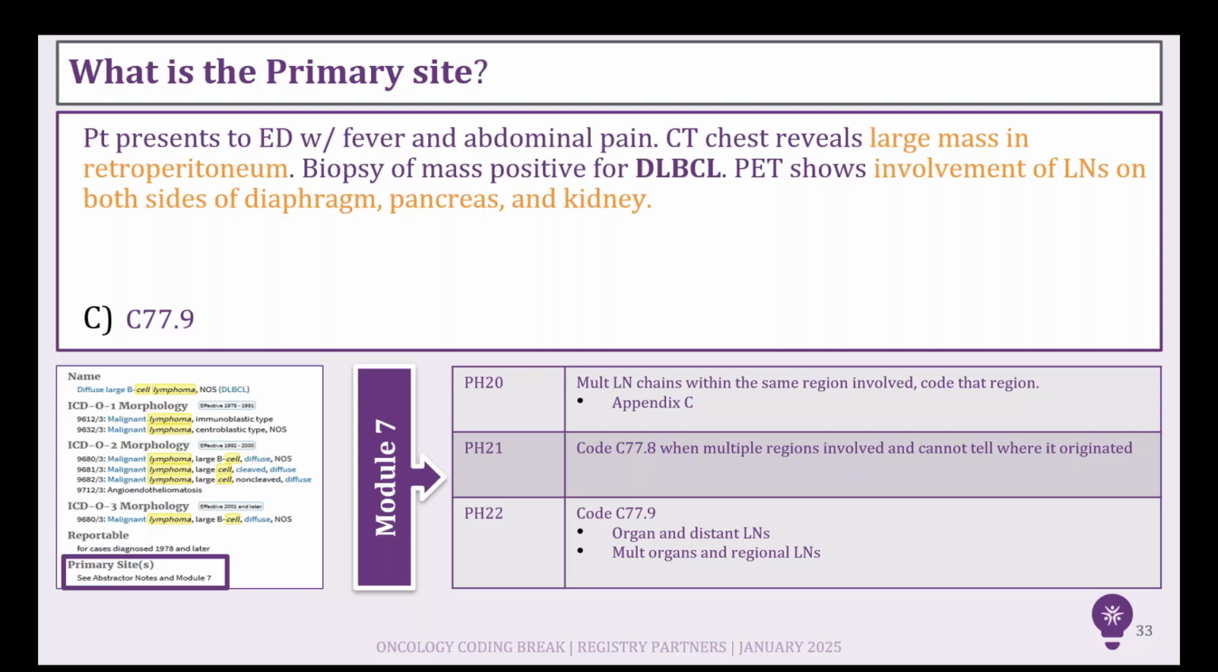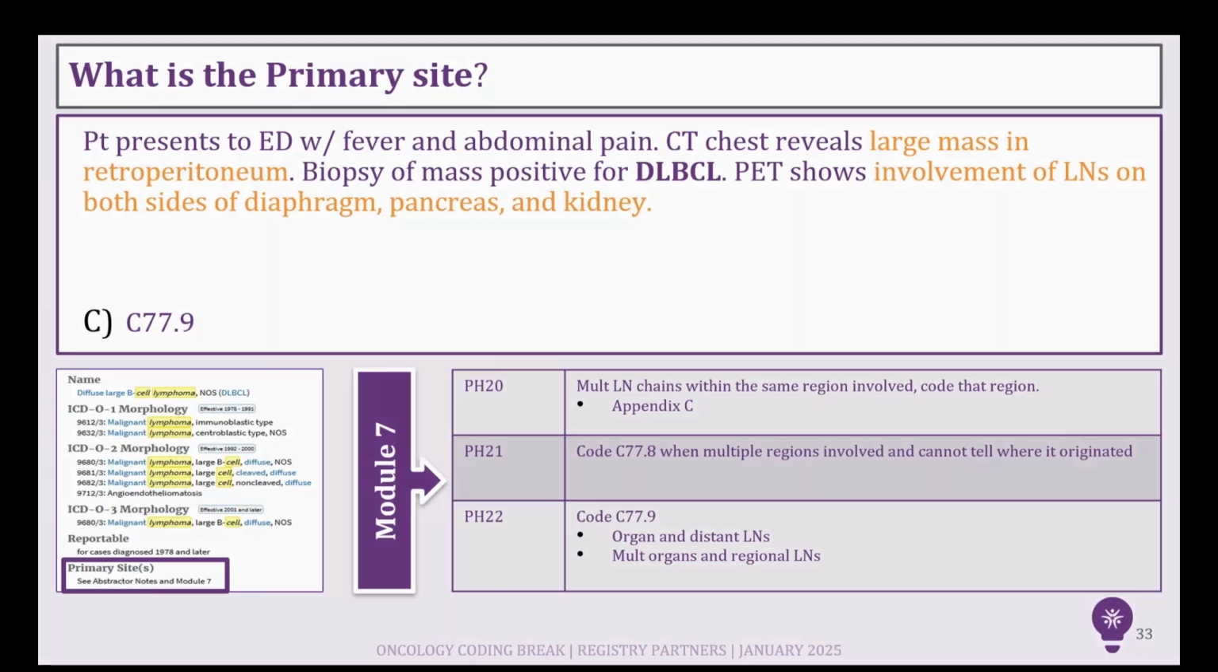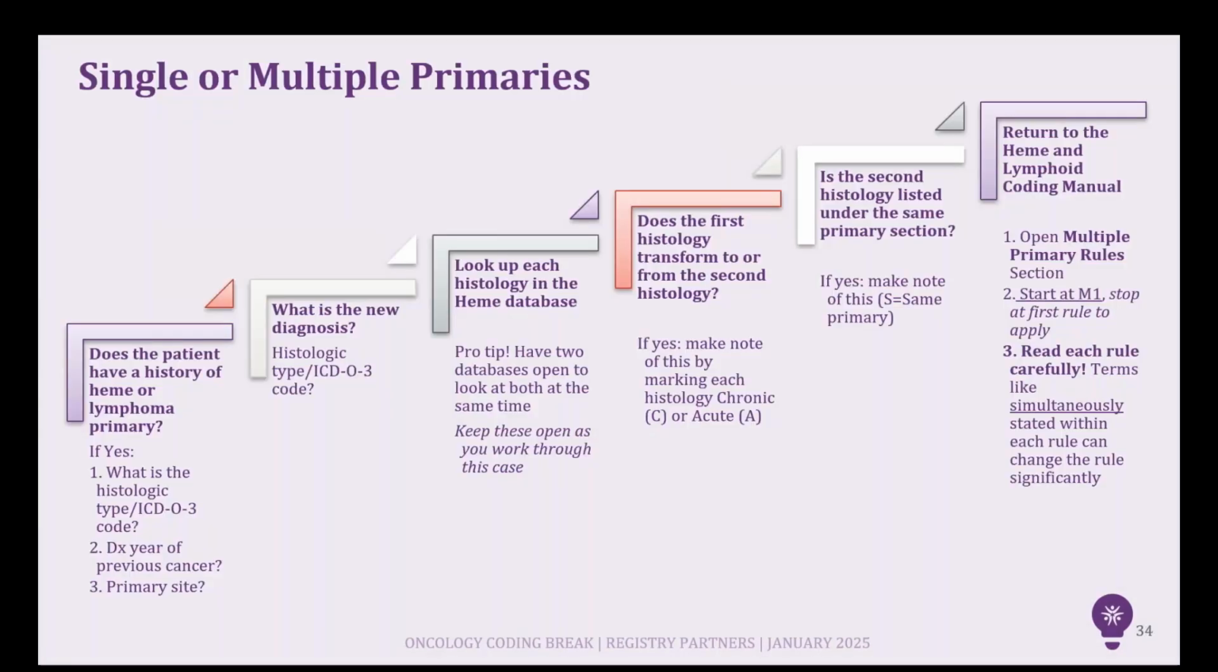So sometimes you'll need to determine whether a lymphoma is a single primary or multiple primaries. So let's look at that process that's going to help guide you through this determination. So first, check if the patient has a history of a hematologic or lymphoma cancer. If yes, review the previous lymphoma's histology, diagnosis year, and primary site. Next, you're going to look at the new diagnosis and determine a working histology. Look up both of these histologies in the heme database.